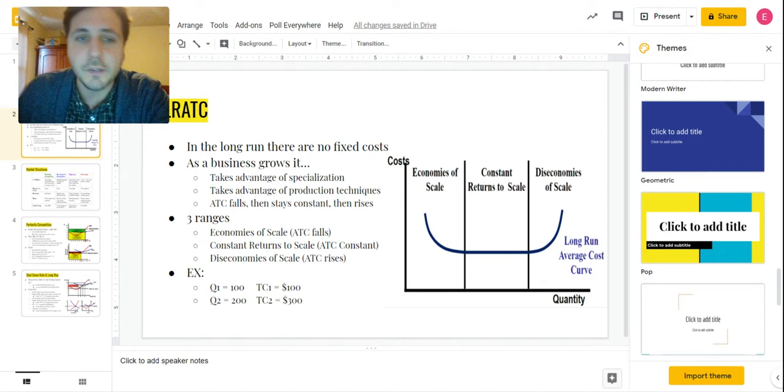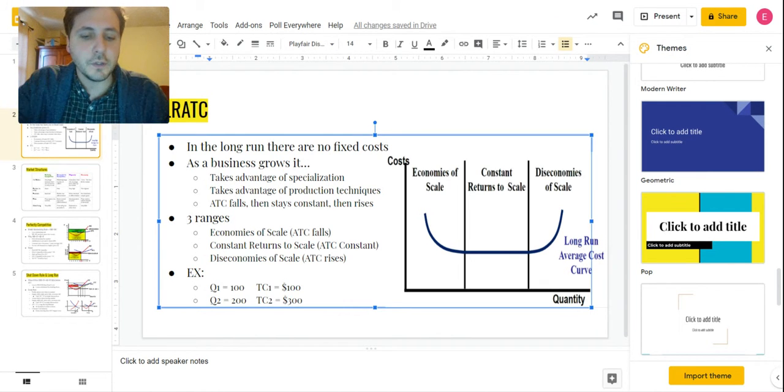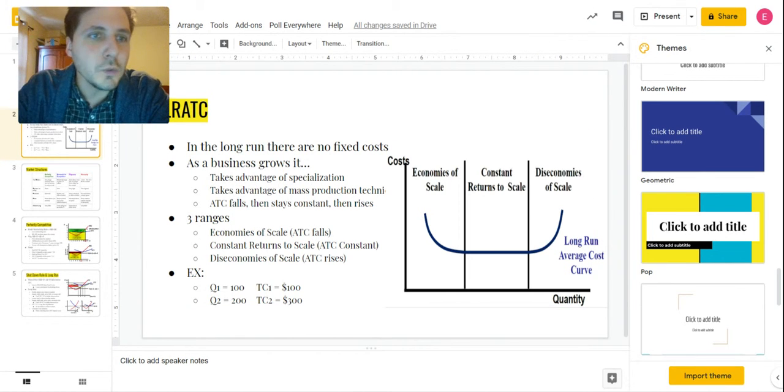Right? And as the business grows, it also gets to take advantage of mass production techniques. Now they can use things like an assembly line because it's large enough, or they can use things like bulk pricing where they buy something in huge bulks, and as a result, the cost of each individual unit falls. So for all of those reasons, initially as firms get larger, average total cost falls. That's right here. This is our range number one. We call this the economies of scale. It's the idea that initially as a business grows, they take advantage of mass production techniques and specialization that have lower average total costs as they get larger and larger, right?